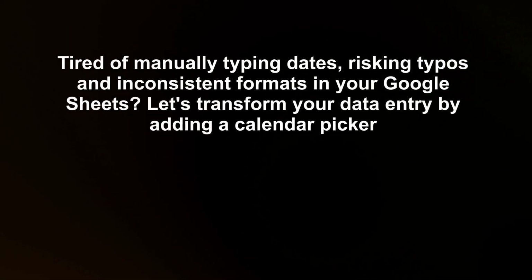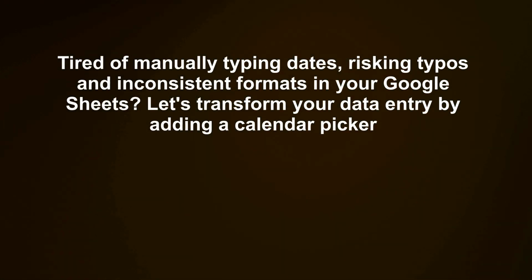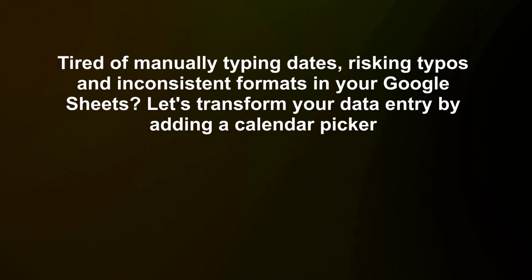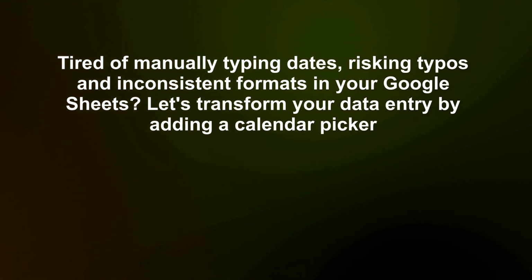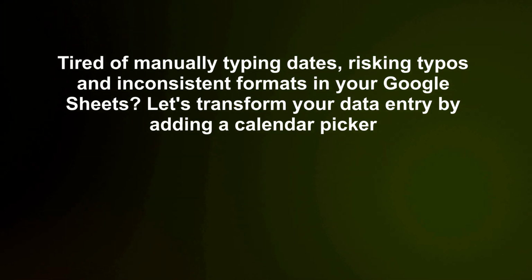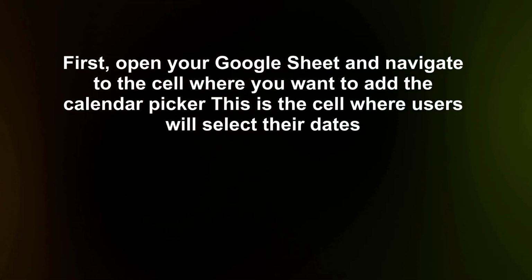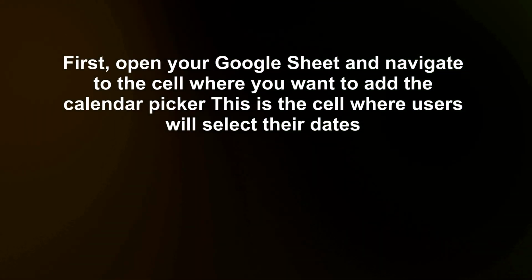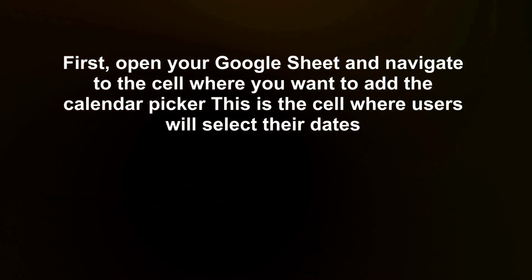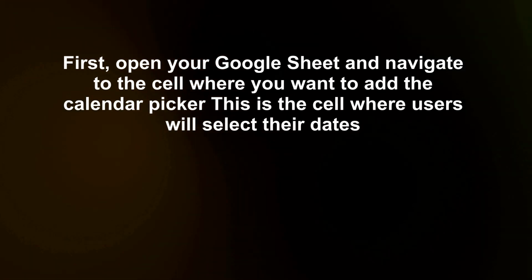Tired of manually typing dates, risking typos and inconsistent formats in your Google Sheets? Let's transform your data entry by adding a calendar picker. First, open your Google Sheet and navigate to the cell where you want to add the calendar picker. This is the cell where users will select their dates.